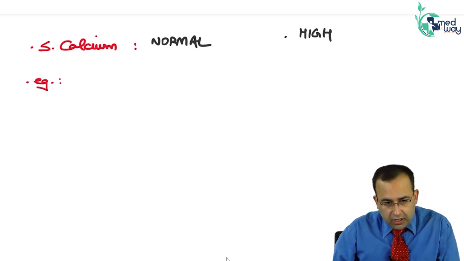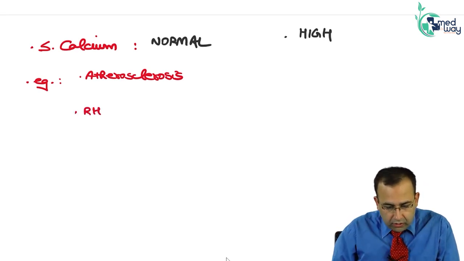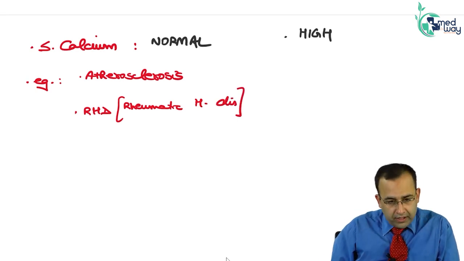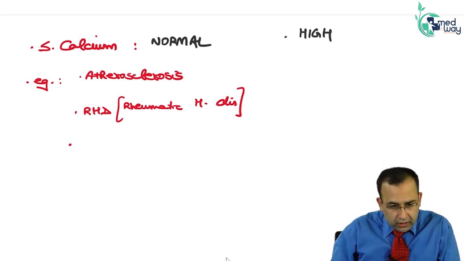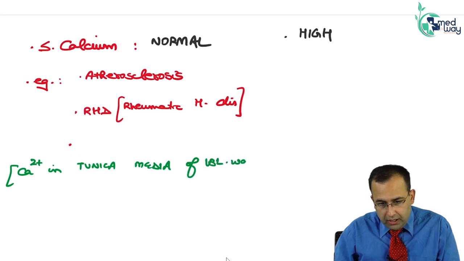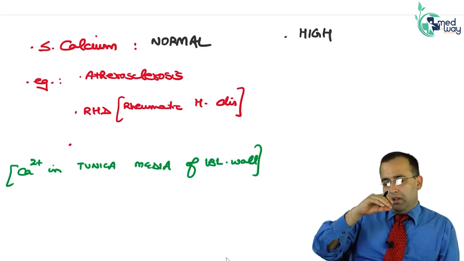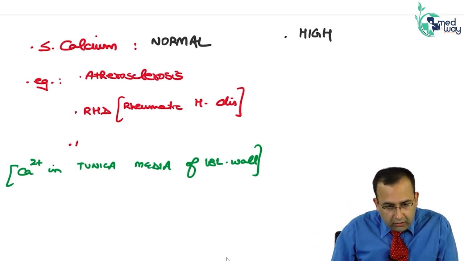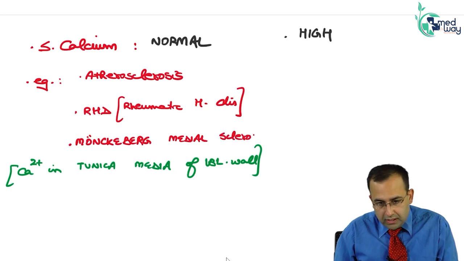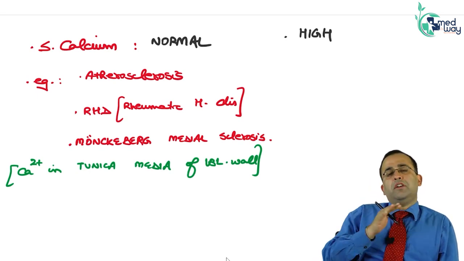The first example of dystrophic calcification is that it is associated with atherosclerosis. It is also seen in RHD, that is rheumatic heart disease. Next, I want you to tell me this. What is calcification in the muscle layer, that is in the tunica media of the vessel wall, called? Calcification in the muscle layer of the vessel wall is called Monckeberg medial sclerosis.